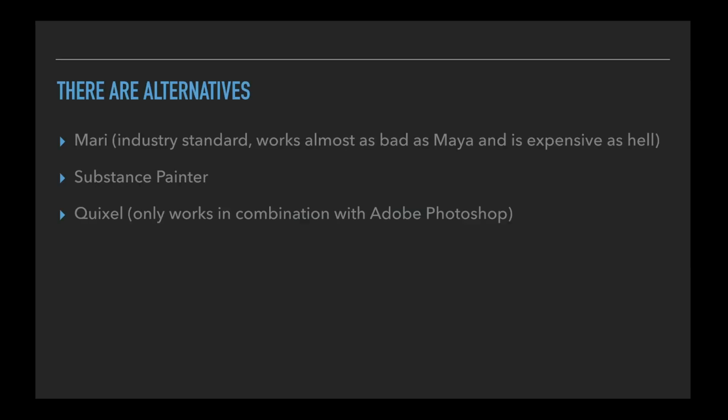There are alternatives, however. The first one is Mari. Mari is an industry standard developed by the Foundry. I've worked with this program in the past. It is almost as bad as Maya, stability-wise, and it is very expensive if you want to use it, because there is no educational license whatsoever. So we don't really get a license for that. There's Substance Painter, which is more or less the most used program already in the industry, as Mari is so bad. Substance Painter is basically the new rising star on the texturing sky.